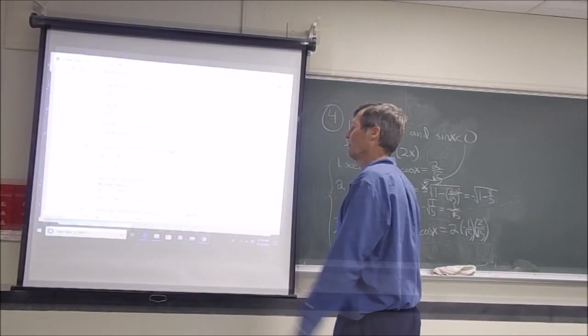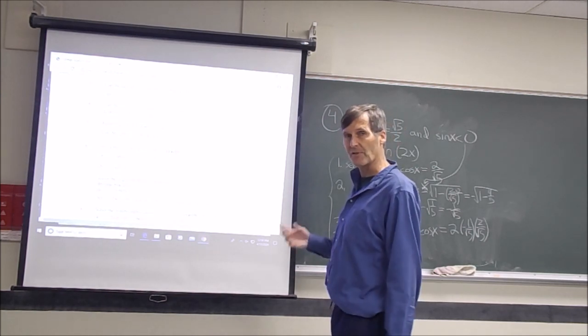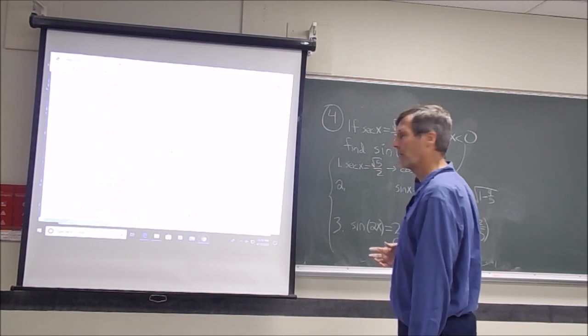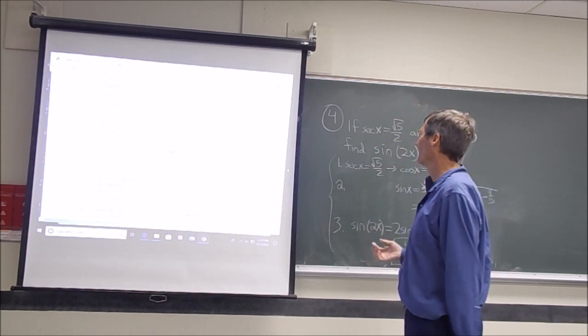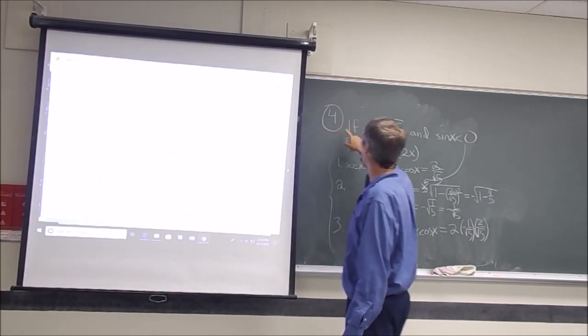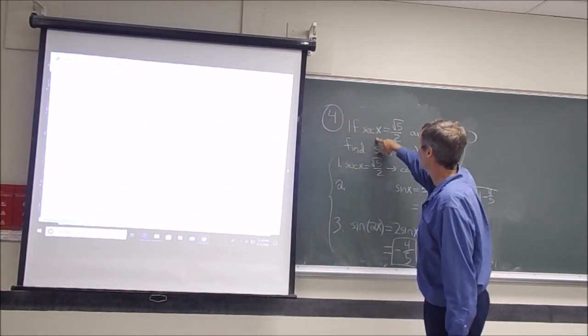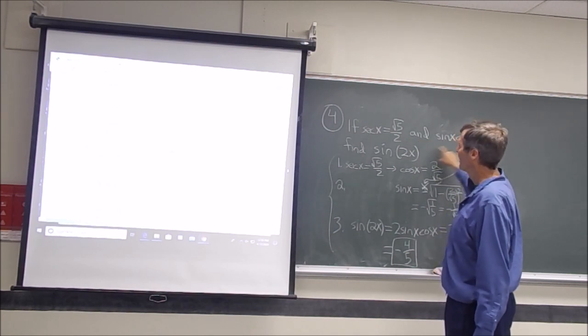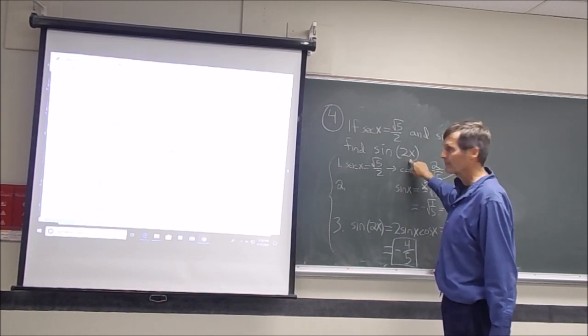Alright, let's try number 4. Number 3 is very similar, just with a half angle identity instead of a double angle identity. You might try that and send me an email if you can't do it. On number 4 here, I'm asked to use the double angle identities. If secant x equals square root 5 over 2 and sine x is negative, find the sine of 2x.